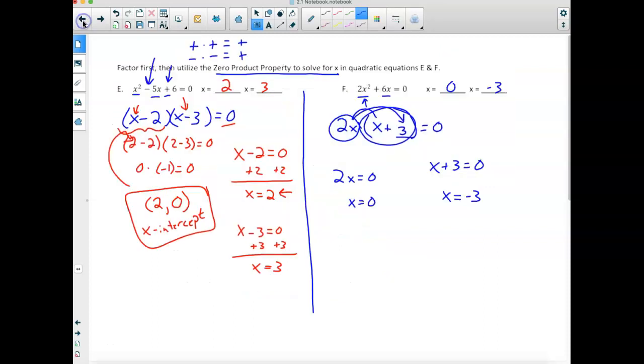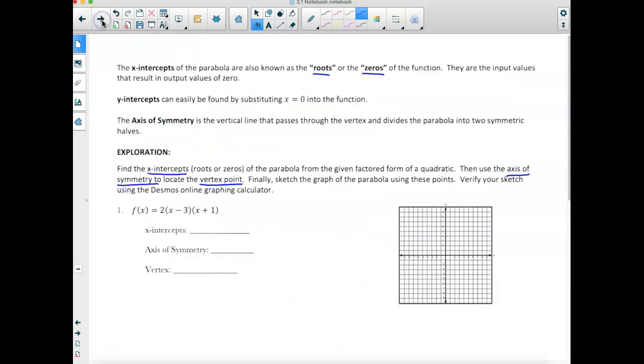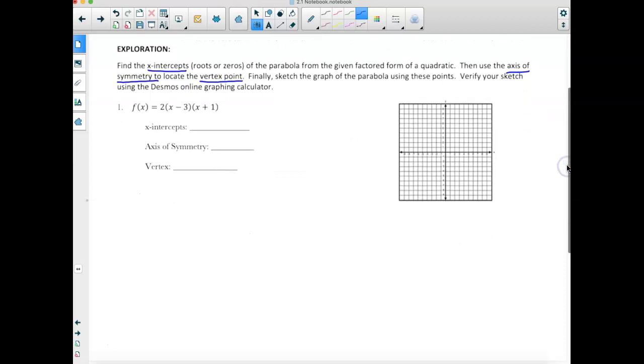Otherwise, if I have 3 very special points, the 2 x-intercepts and the vertex, I usually can make my parabola in a very nice fashion. Then we're going to check these and make sure we got all these on Desmos. Okay, so in order to find the x-intercepts, we are going to use the zero product property.